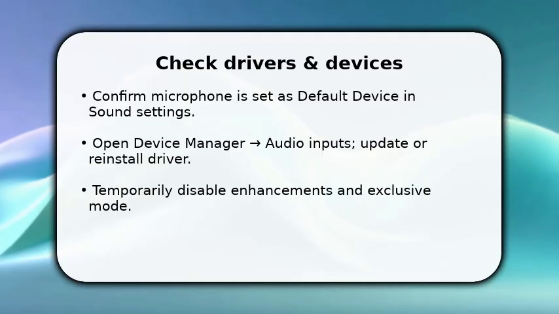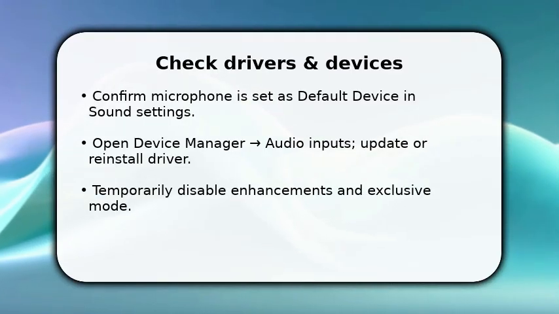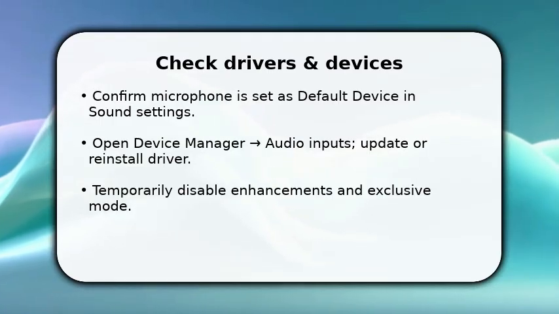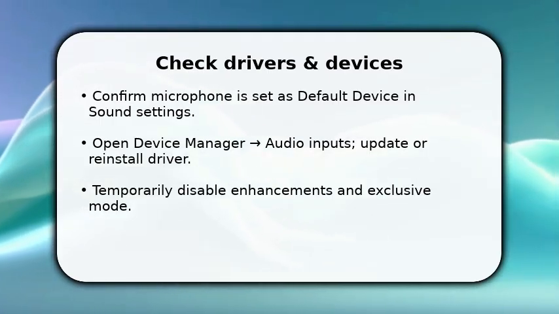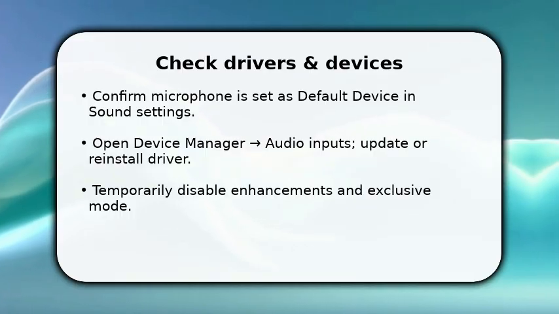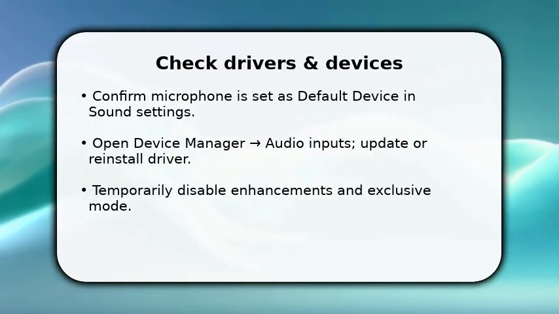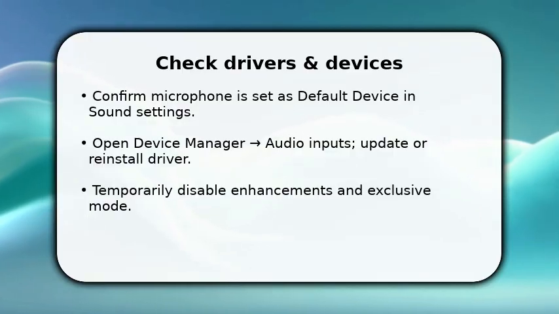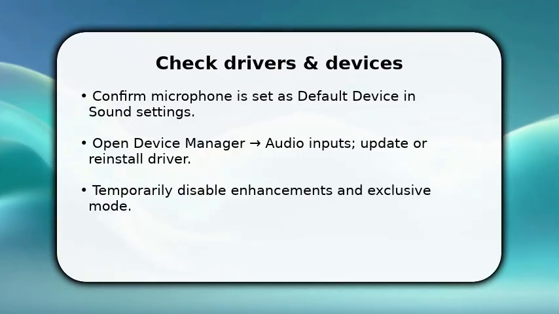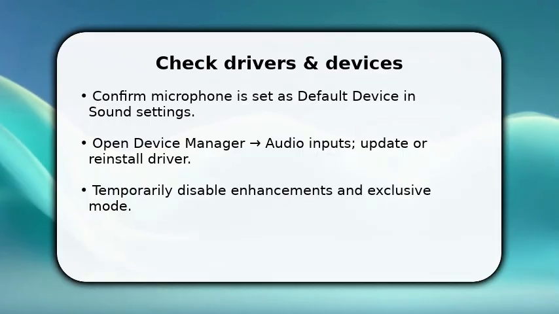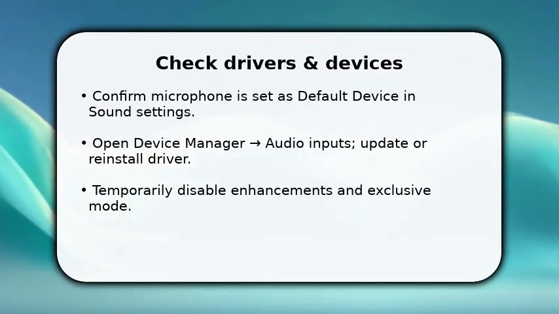You'll start by confirming the microphone is recognized and prioritized. Open sound settings, set your mic as default device and default communication device so apps can access it. Then open Device Manager, expand audio inputs and outputs, right-click your mic, and choose Update Driver or Uninstall, then scan for hardware changes. That forces Windows to reload a clean driver.